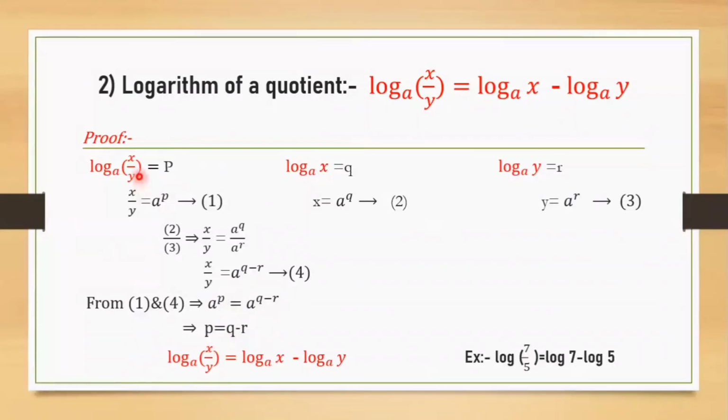But p is log of x by y to the base a, q is log of x to the base a, and r is log of y to the base a. So it is the logarithm of a quotient. Log of x by y equals log x minus log y. For example, log 7 by 5 is written as log 7 minus log 5. So the logarithm of a quotient of two numbers is equal to the difference of the logs of those two numbers.